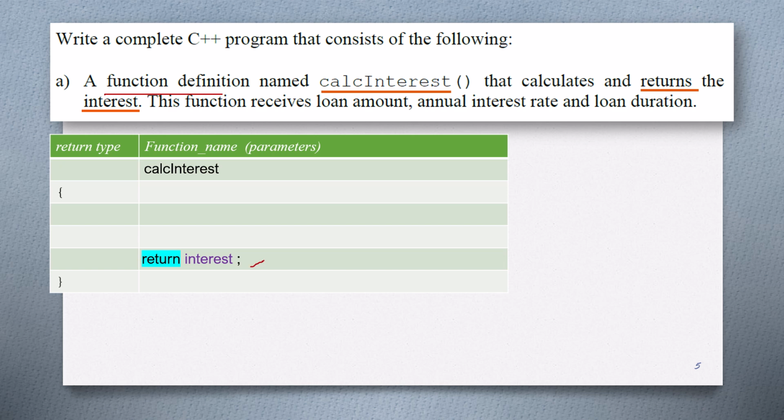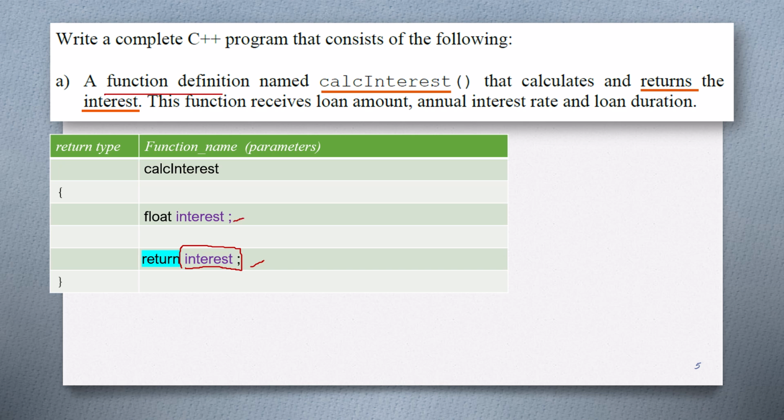Next one. Take a look at this one, the interest. Since you need to return the interest, of course, you have to declare it. This is a local variable to the interest function. Just now we have discussed that the interest is of type float. So declare interest of type float.